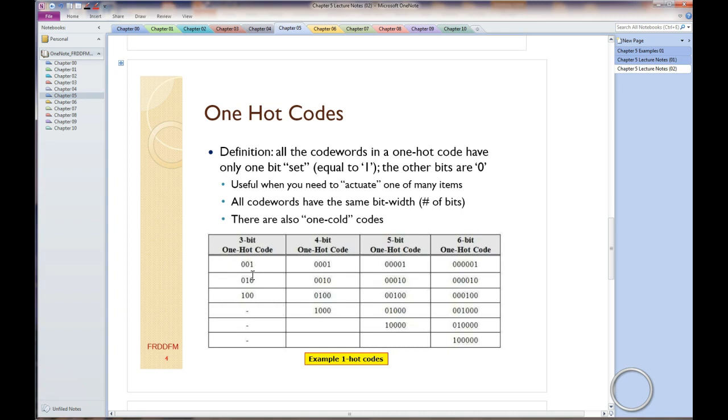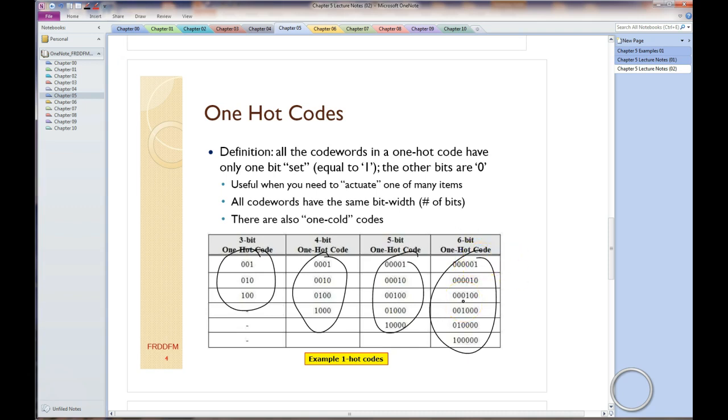One thing to notice in this is all these codes have equivalent bit widths. And this code right here is a 3-bit one-hot code. There's 3 bits, and in each of those code words, only one of the bits is set. Same with the 4-bit code. All the codes have 4 bits. Only one of those bits is a 1 at a given time. Same with the 5 and 6-bit codes here. I'm not going to talk too much about those.